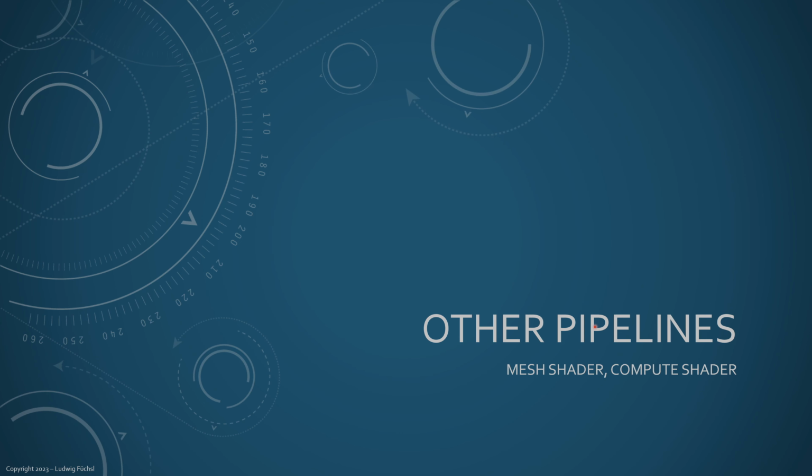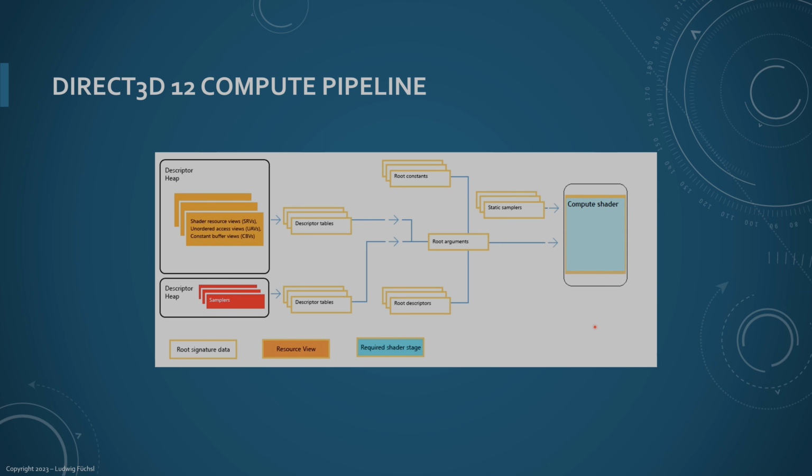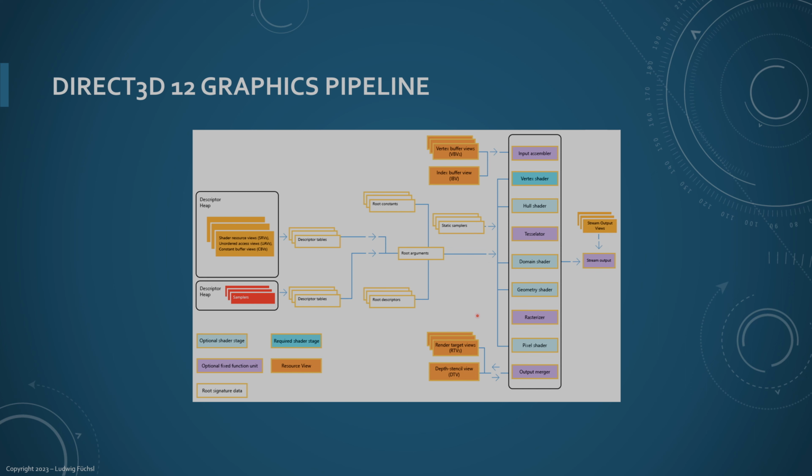Now, as I told you, we also have other pipelines available. I want to go over them very quickly, not in detail. We have a mesh shader pipeline and a compute shader pipeline. Let's start with the compute pipeline. The general idea of a compute pipeline is that you just have one programmable shader. If you compare that one to the graphics pipeline, you're going to see that we are just having this part and one programmable shader.